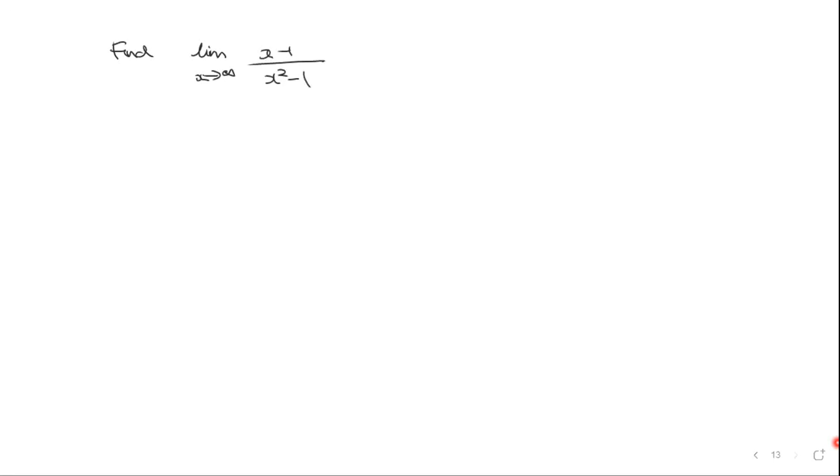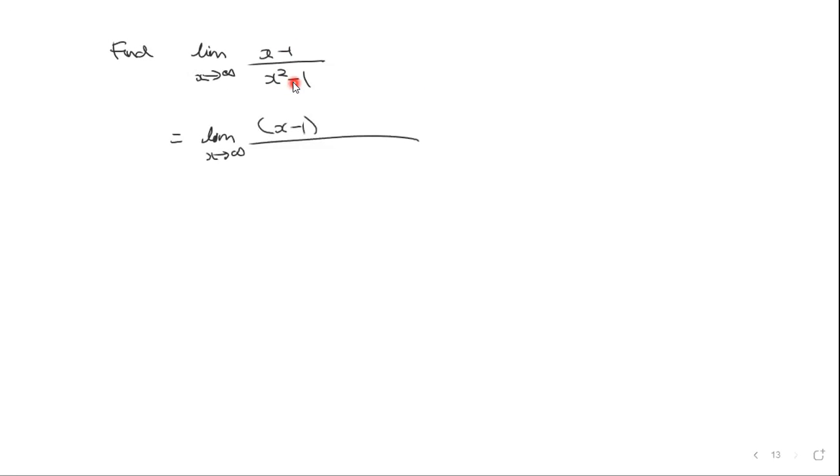All right, so you're trying to find the limit of this fraction as x approaches infinity. Now, I guess if you're thinking about it directly and thinking of it as subbing in infinity, it's probably not very clear because you're going to have infinity over infinity. But when you do questions like this, remember, factorize if you can.